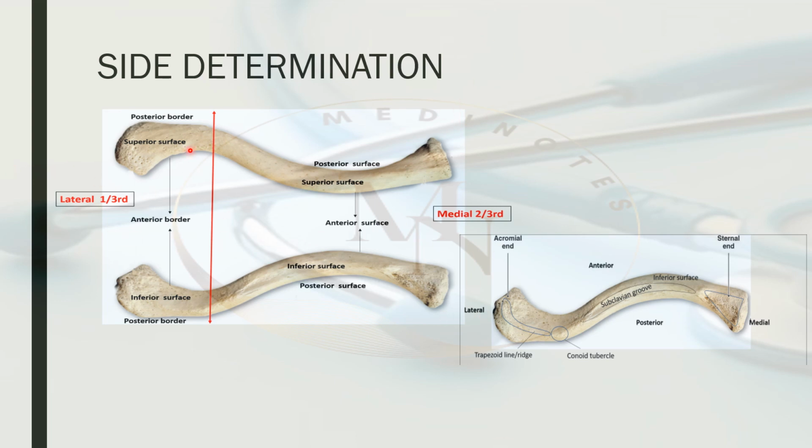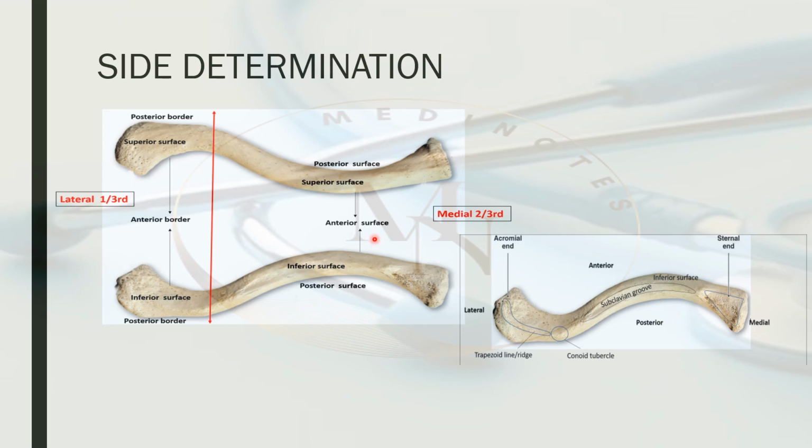Now when we see the lateral end, you would see that it is flattened from above downwards. If you see properly, you would have an inferior surface groove, known as the subclavian groove, present over here. Then you would see that the anterior border is concave forwards, while the posterior border is always convex backwards.